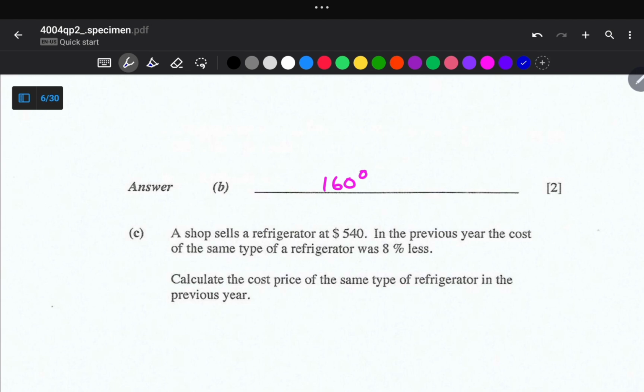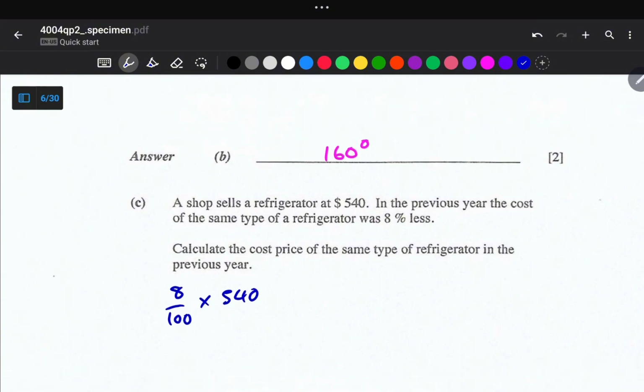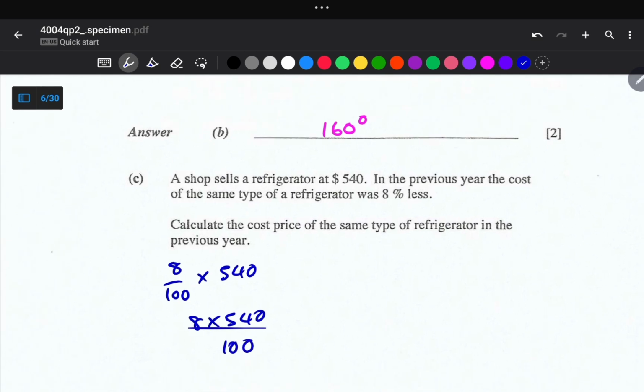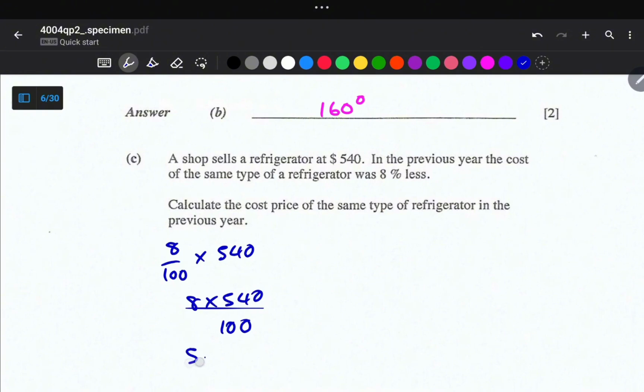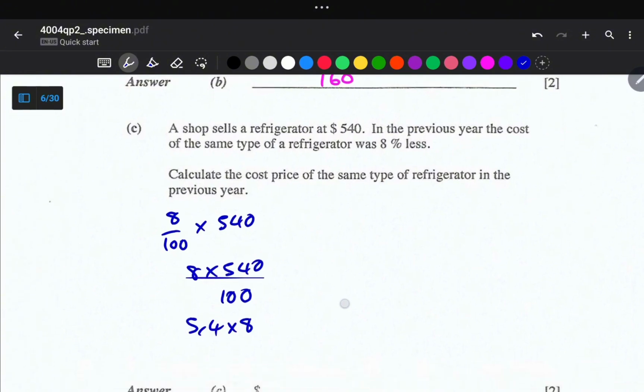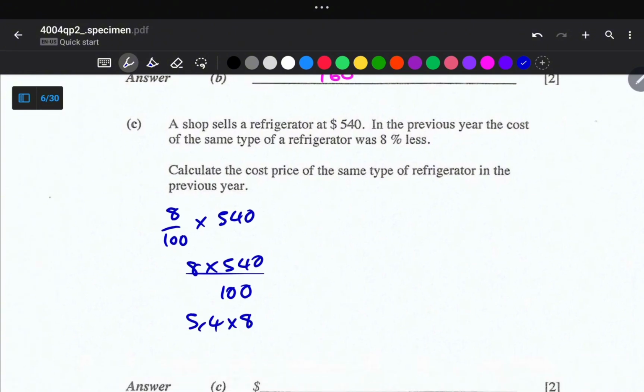So it is now 8 over 100, because it is a percentage, multiplied by 540. So here we can simply say it is 8 multiplied by 540 divided by 100. So if we divide 540 by 100, we are going to get 5.4 multiplied by 8. So 5.4 times 8 gives us 43.2. So 8% of $540 is $43.2. Okay.